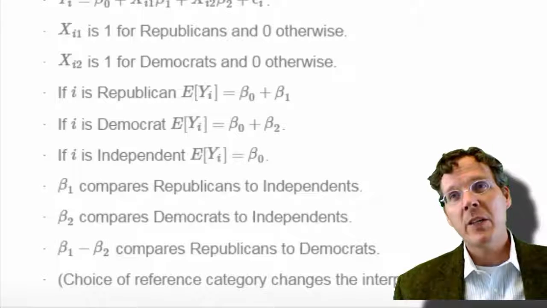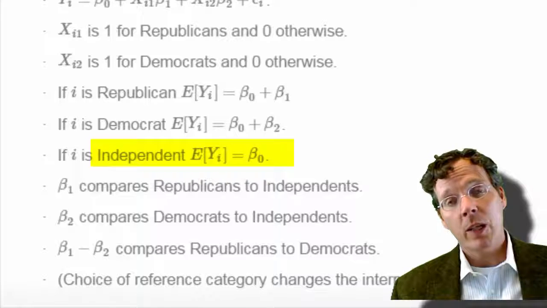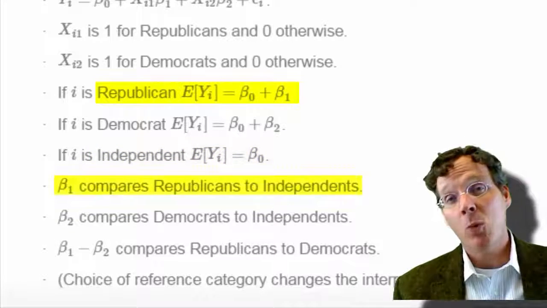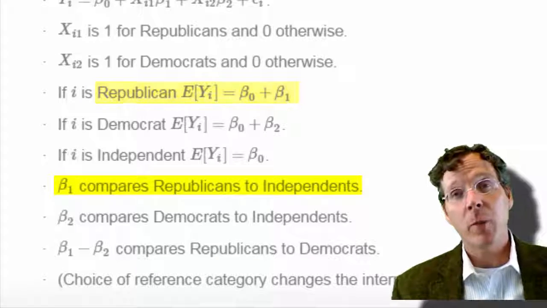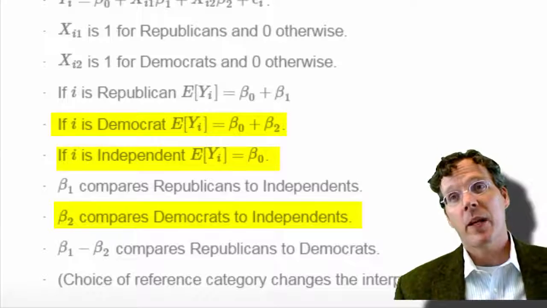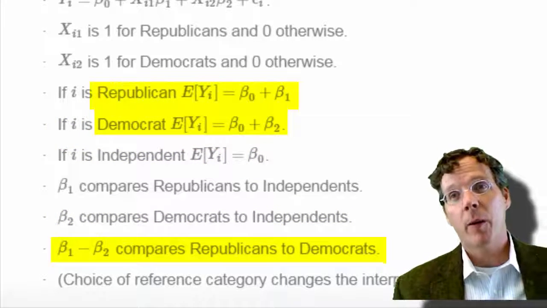So if we look at our means here, if we compare beta naught, the mean for the independents, versus the mean for the Republicans, if we subtract those two, we get beta 1. So beta 1 compares Republicans to independents. And beta 2 similarly compares Democrats to independents. Then of course beta 1 minus beta 2 compares Democrats to Republicans.